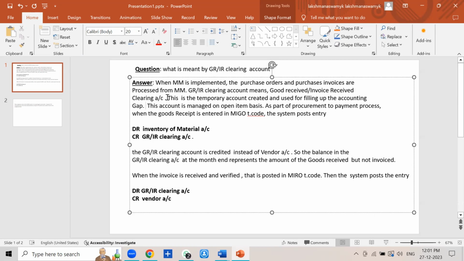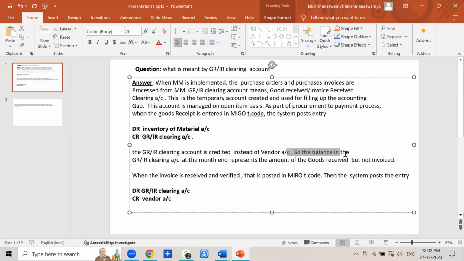So basically, a clearing account is a temporary account which is used to fill up the accounting gap. So GRIR clearing is the temporary account created and used for filling up the accounting gap. And this account is managed on an open item basis. So as part of the procurement to payment process, when the goods receipt is entered in the MIGO transaction code, the system will post the entry: debit inventory of material account and credit GRIR clearing account. So this GRIR clearing account is credited instead of the vendor account.